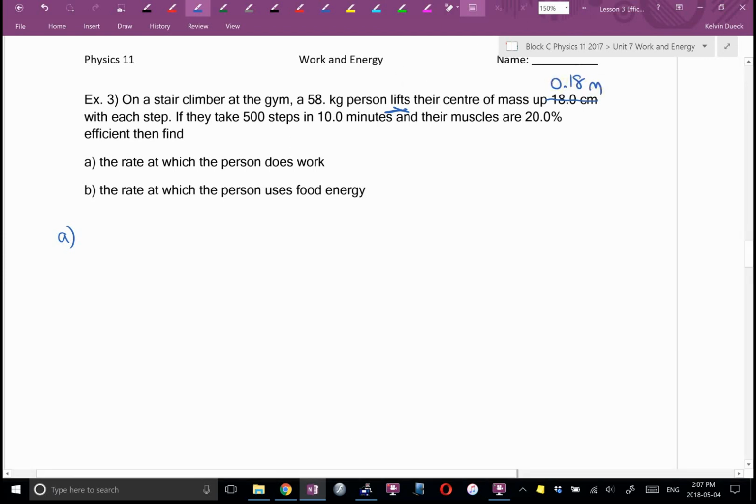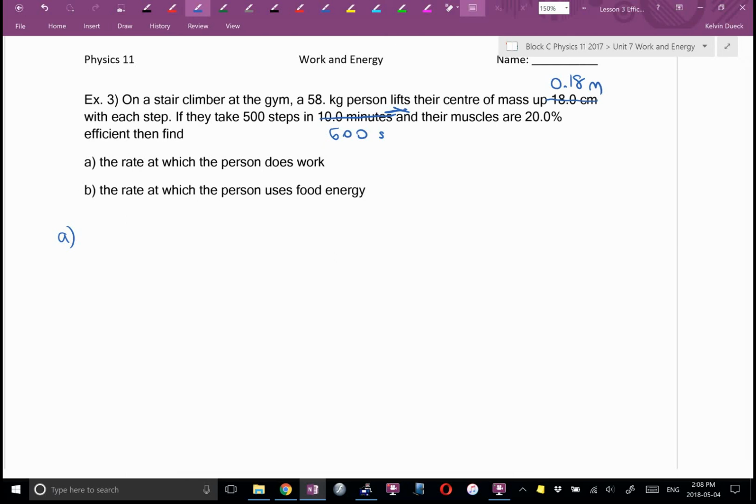And this is what I often do to make sure I don't foolishly use the wrong units. As I read the question, Oliver, I'll cross out yucky units and just fix them to the ones that I want. I think I've used the phrase lazy and organized, right? They take 500 steps in 10 minutes. Nice try. 10 minutes? No. In your head, how many seconds is 10 minutes? 600? And their muscles are 20% efficient. Okay, I've got my units happy.